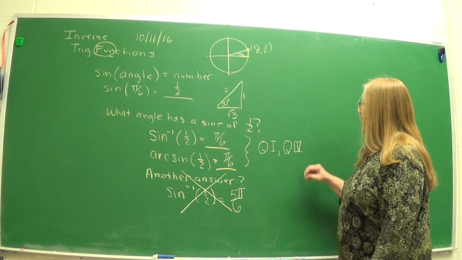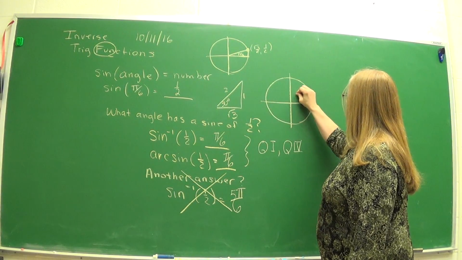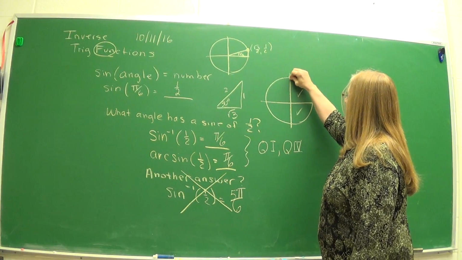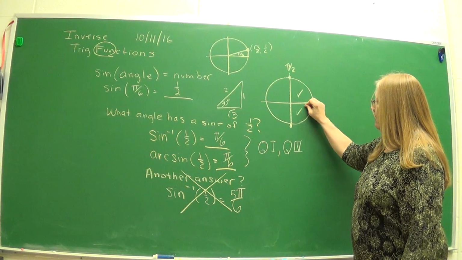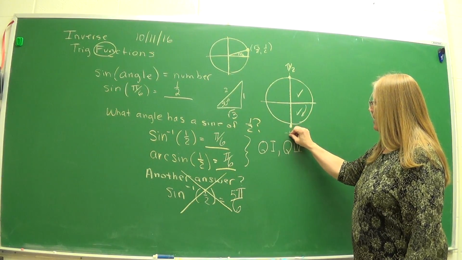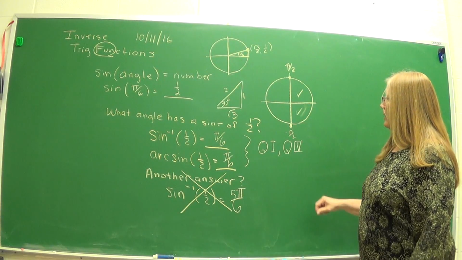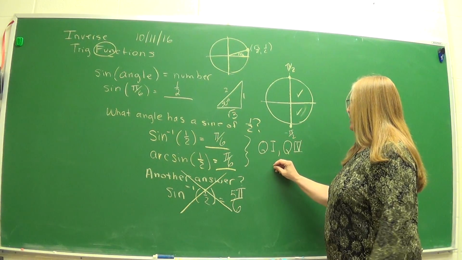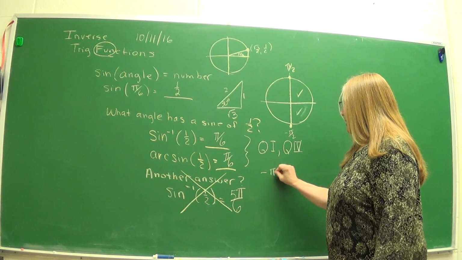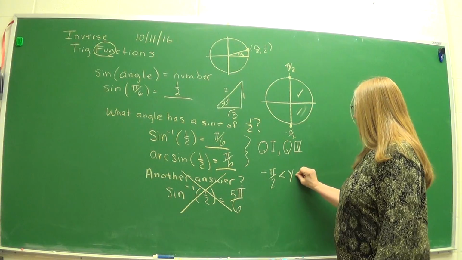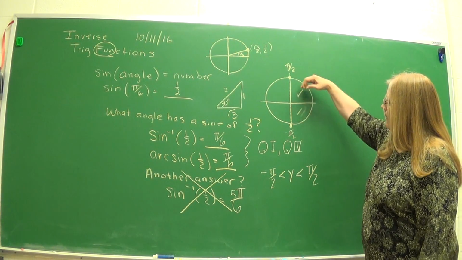Another way we say that, with quadrant 1 and quadrant 4, is that this point up here is pi over 2, and this point down here, if we go in this direction, is negative pi over 2. So often you see it written like this: the y value is between negative pi over 2 and positive pi over 2. All that means is you can go from here to here.